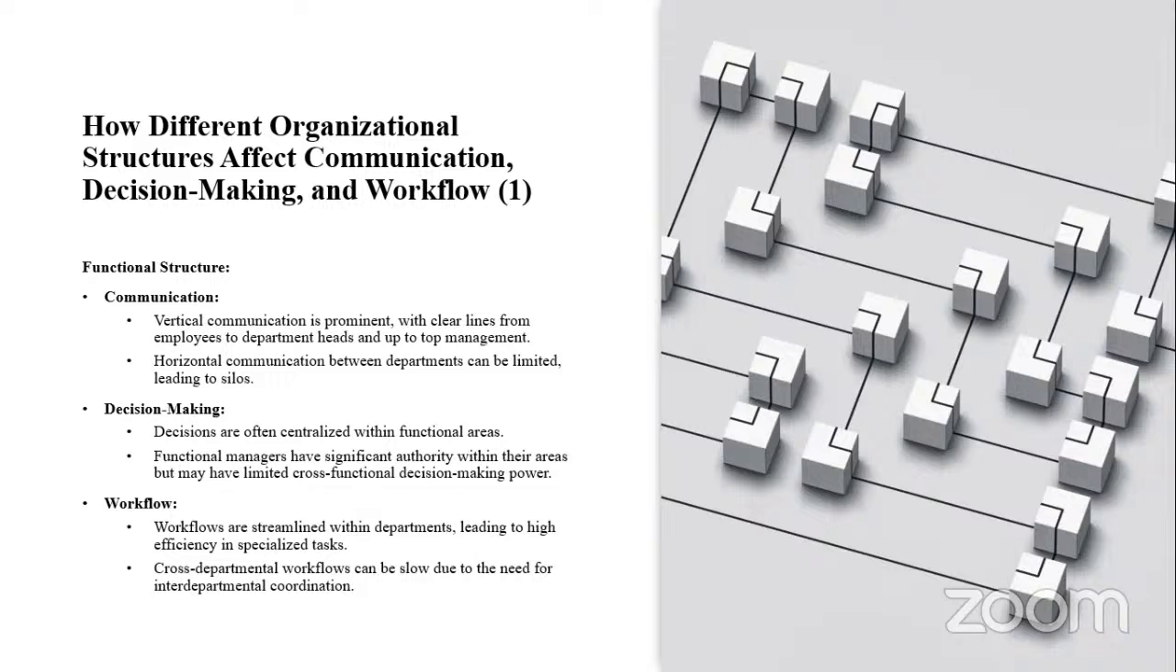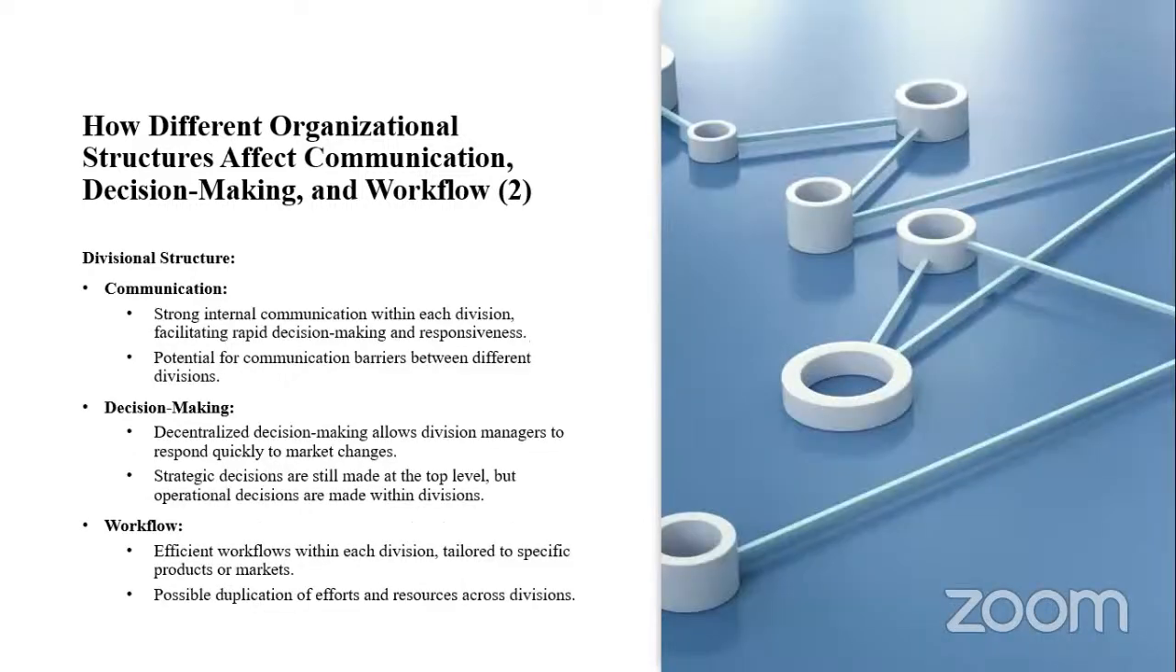Cross-departmental workflows can be slow due to the need for interdepartmental coordination. But if we have an automation, the system being automated, this might be reduced. But if we were to do everything manually, then there could be slow cross-departmental workflows.